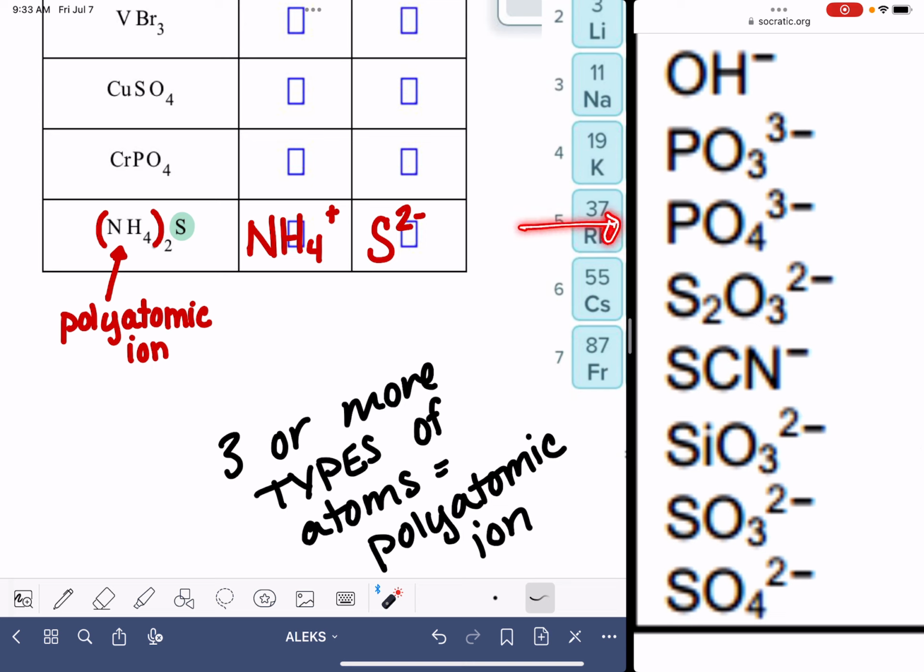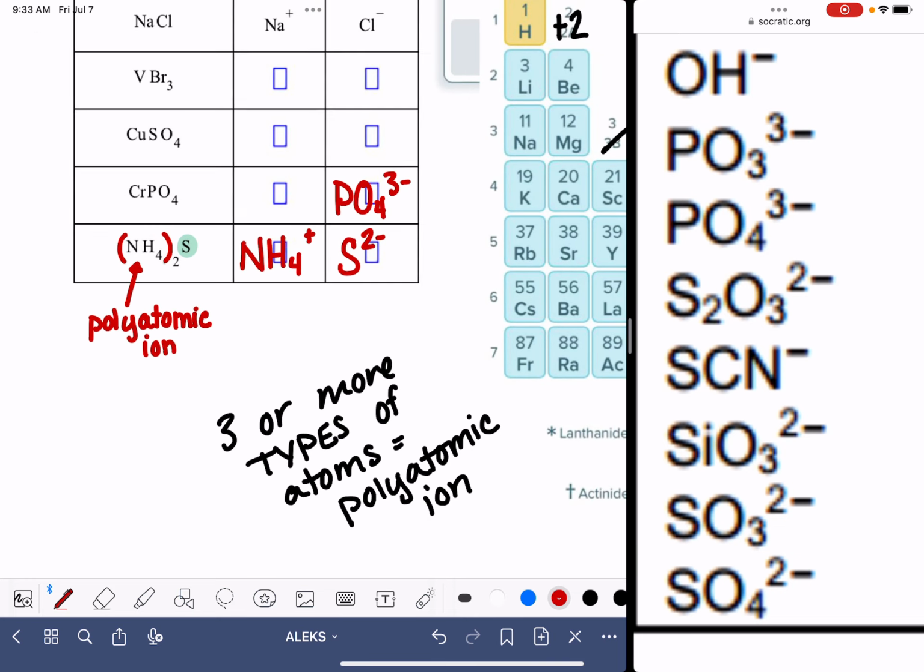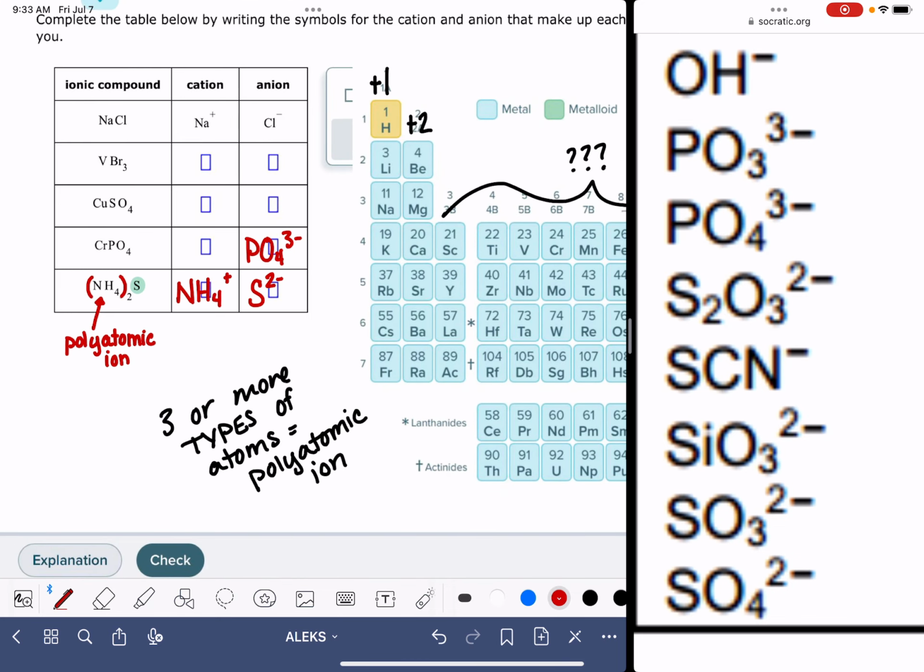Because we need to know its charge. That's part of the problem. We know that the polyatomic ion is PO4, but we have to include its charge in this answer. So there's the charge on the phosphate ion, PO4 3-.